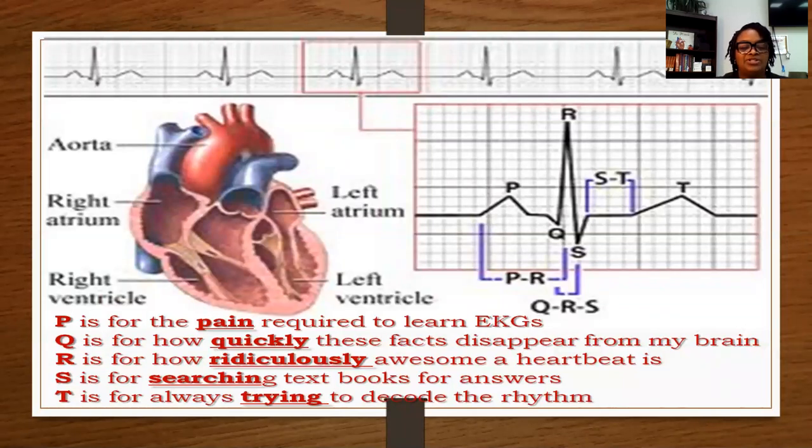Okay, so here's just a little mnemonic to help you guys remember the order of the PQRST. It says P is for the pain required to learn EKGs. Q is for how quickly these facts disappear from my brain. R is for how ridiculously awesome a heartbeat is. S is for searching textbooks for answers. And T is for always trying to decode the rhythm.